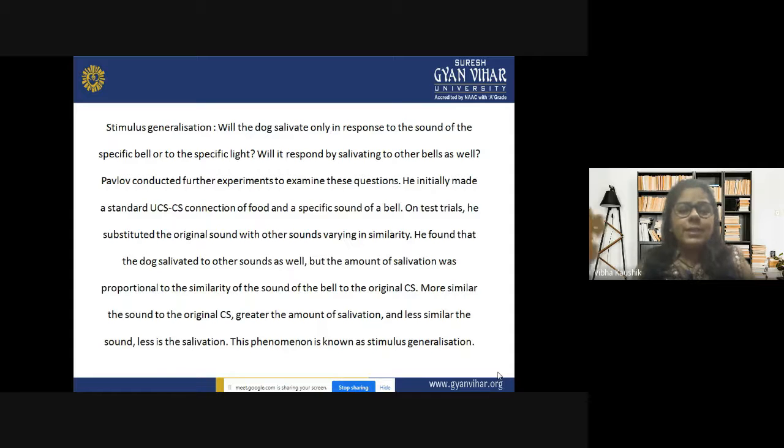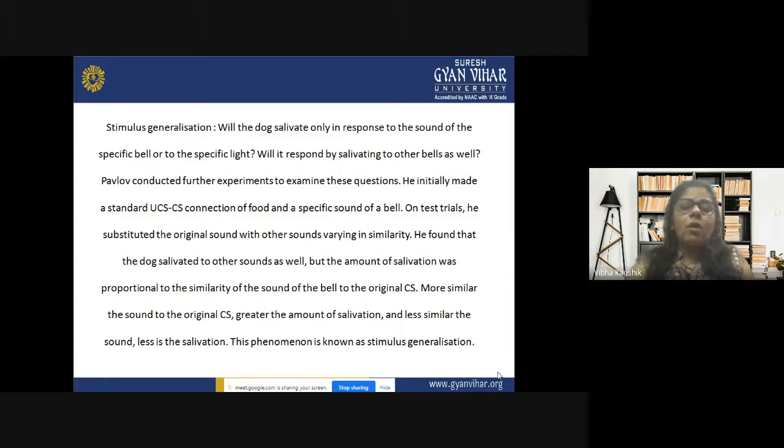On test trial, he substituted the original sound with other sounds varying in similarity. This means he substituted the original sound that was first given to the dog with other sounds which have some variations but are similar in some ways. He found that the dog salivated to other sounds as well. He concluded that the dog salivates to other sounds of the bell as well, but the amount of salivation was proportional to the similarity of the sound of the bell to the original CS.